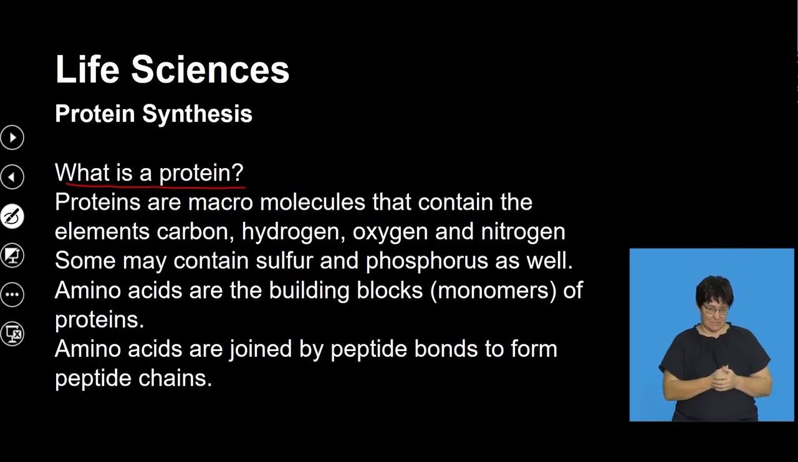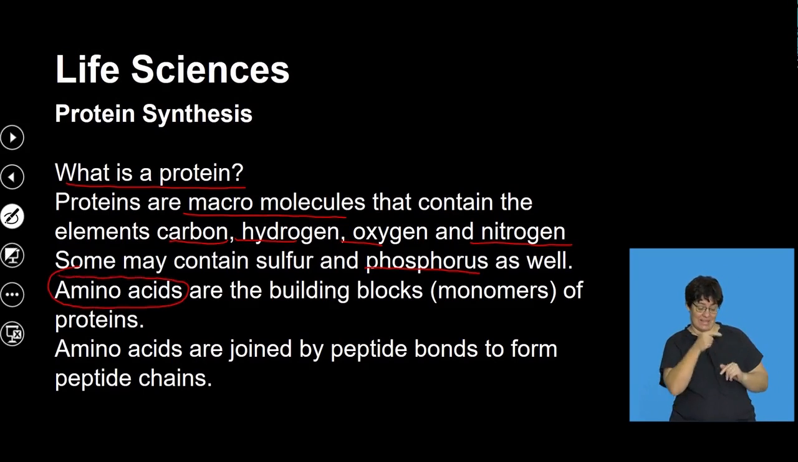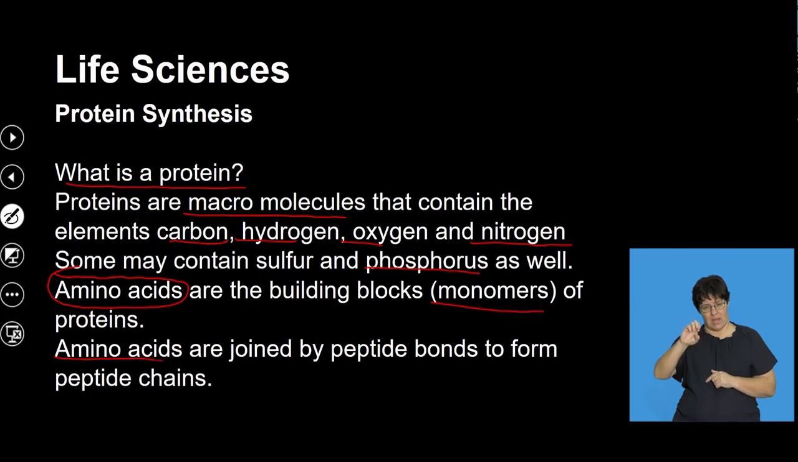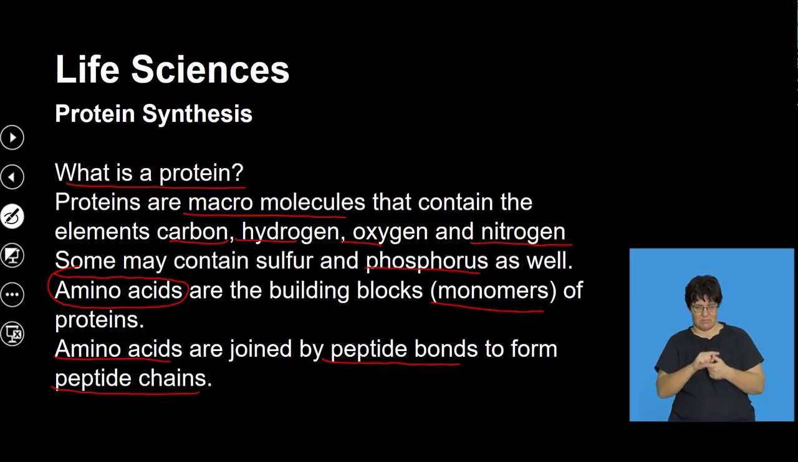So proteins are macromolecules. Again, DNA is a polymer. We refer to proteins as also macromolecules. They contain elements called carbon, hydrogen, oxygen, nitrogen, and sometimes phosphorus. We also know that the building blocks of proteins are called amino acids. And so we call them the monomers. And these are joined together. When we put them together, they're joined together by special bonds called peptide bonds. And these eventually form a chain called a polypeptide chain.